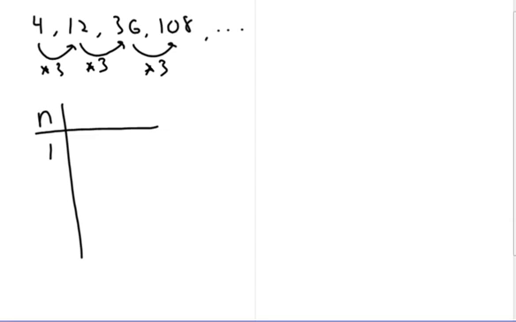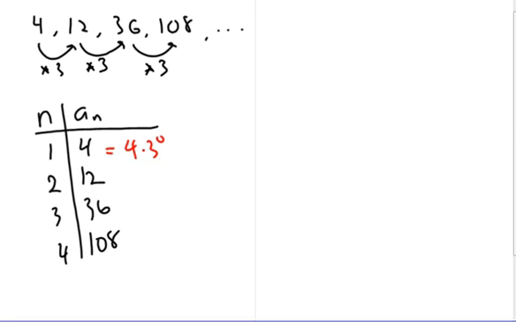We're just going to do a little bit of analysis here so we can arrive at an explicit formula for the geometric sequence. For the first term, when n equals 1, we have 4. When n equals 2, that's the second term, so that's 12. n equals 3, we have 36. n equals 4, 108. Like I said, we're going to do a little bit of analysis.